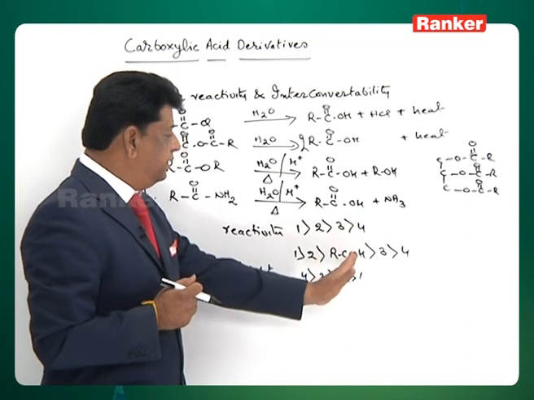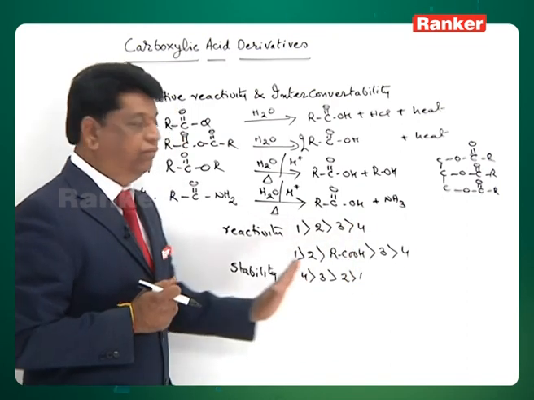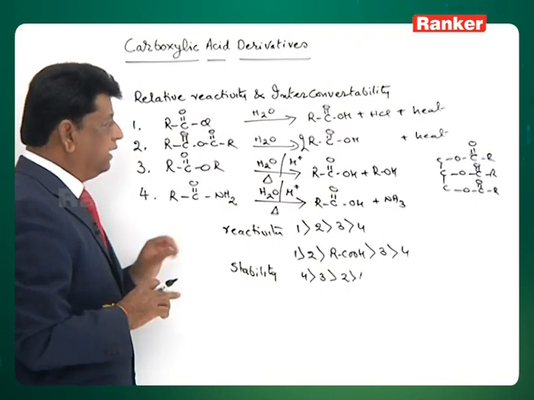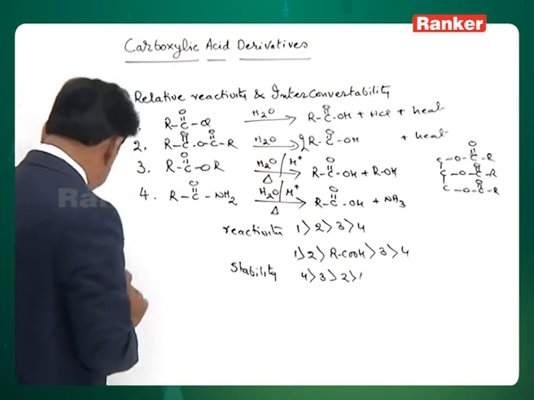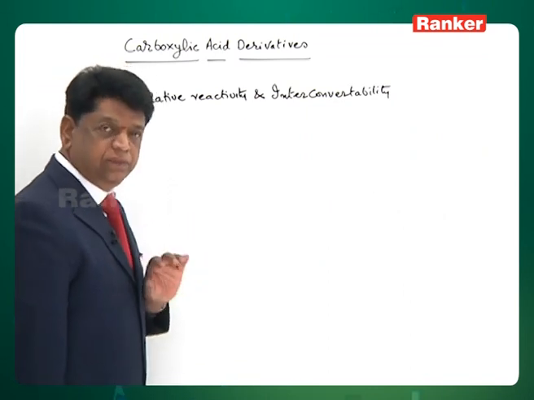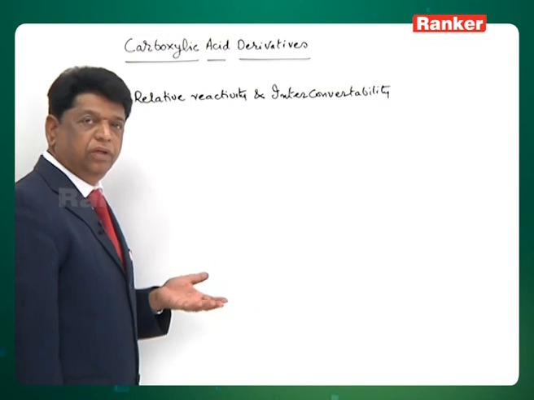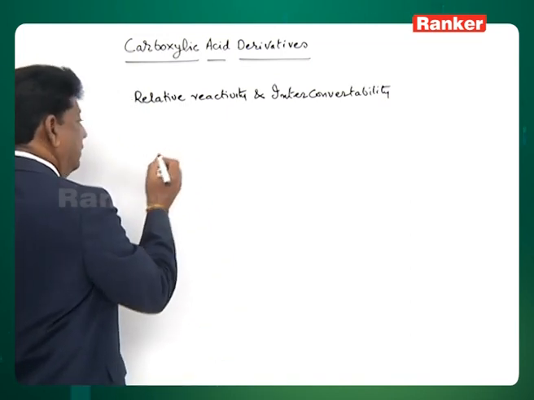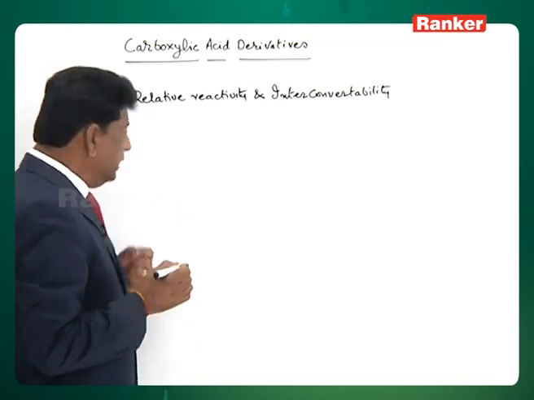Acids come in between this 1, 2 and the 3, 4. This is the relative stability and the reactivity of these 4 compounds. Let us have another point, that is interconvertibility. That means how far one compound is ready to convert into another compound. These 4 compounds, let me write their examples.